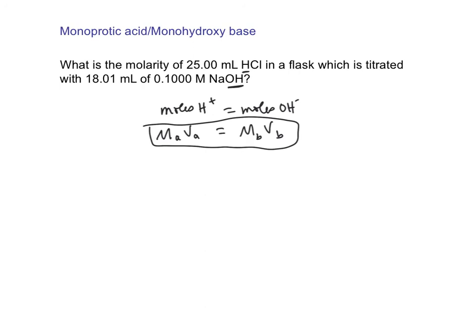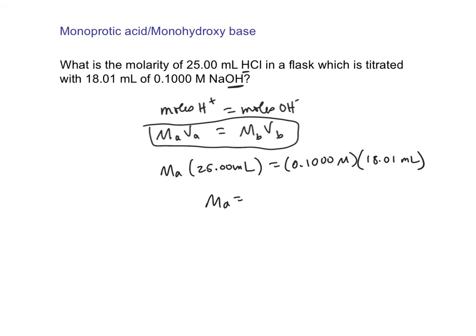Doesn't matter. So for the acid, the molarity is the unknown, and you've got 25 milliliters of the acid solution. When it was neutralized, it was done so with 0.100 molar sodium hydroxide. And we can keep these in milliliters as long as it's milliliters on both sides, or you could convert to liters. That would be 0.01801 liters and 0.025 liters on the left. But here, you can easily get the molarity of your acid.